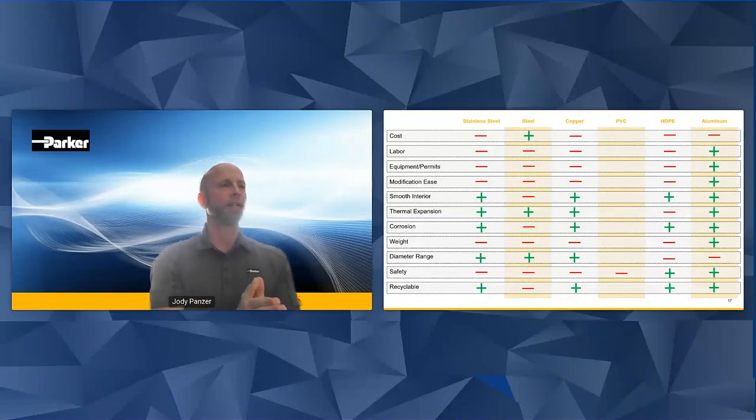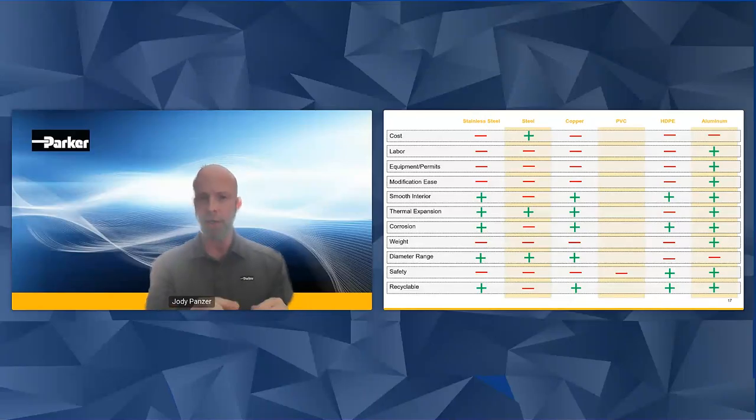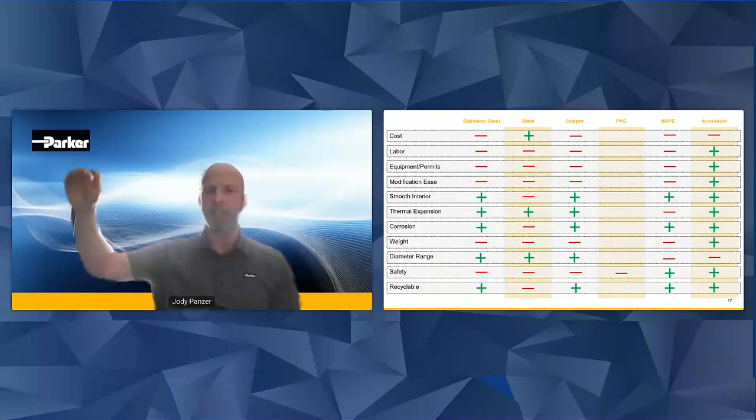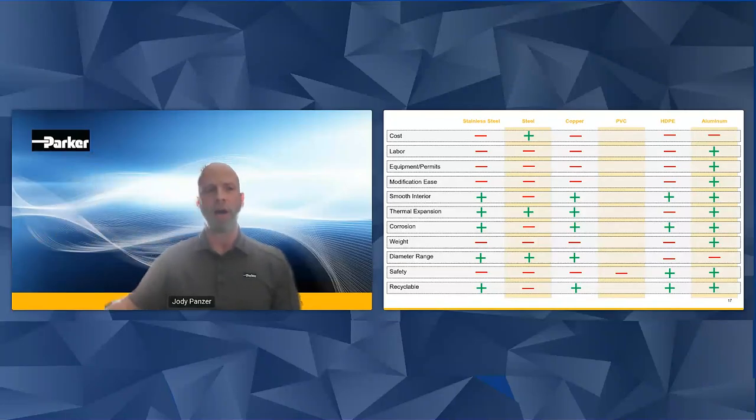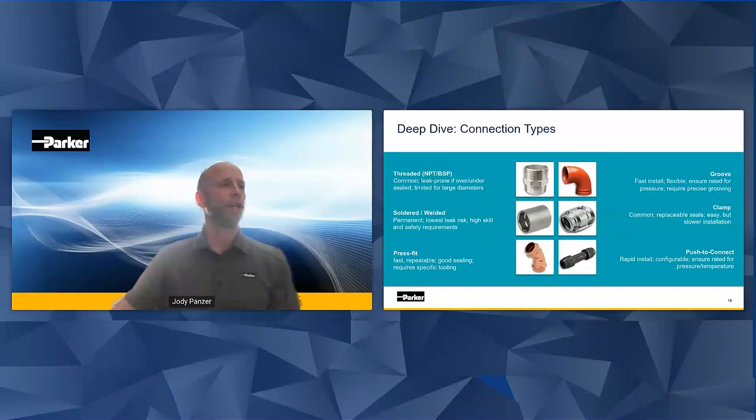Diameter range on the aluminum as well, there's some limitations there, but aluminum will cover 95, 96% of all industrial projects. When we get into the 14-inch range and above, that's when you may want to look at steel. Here's the connections associated with the piping systems.